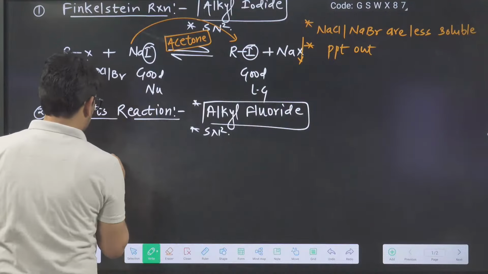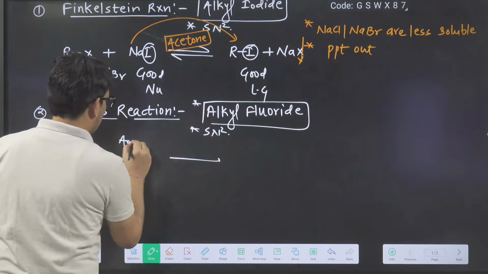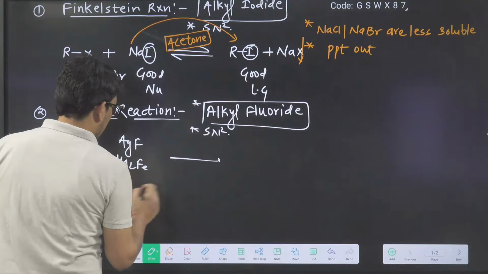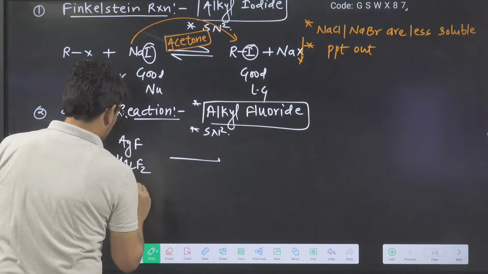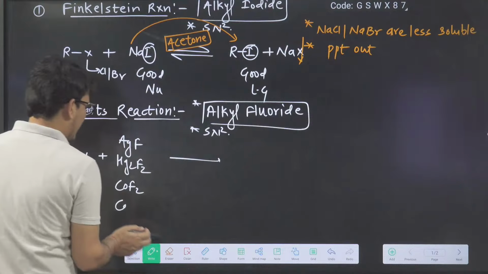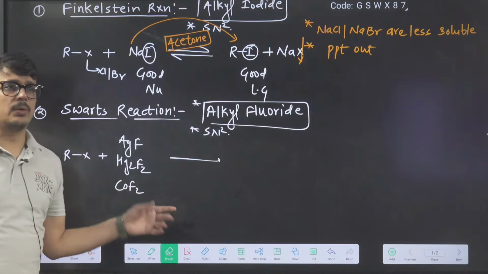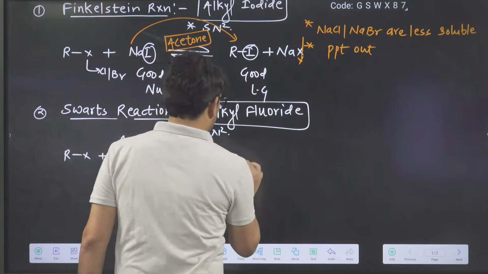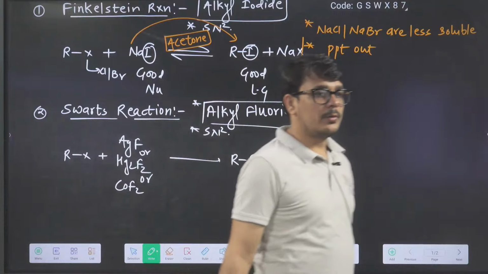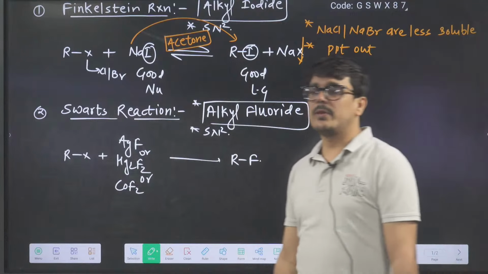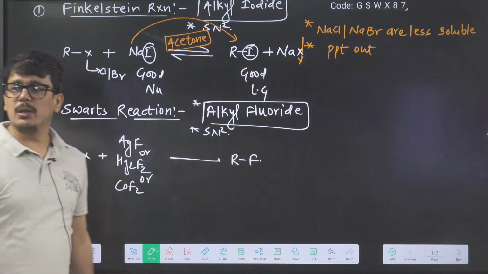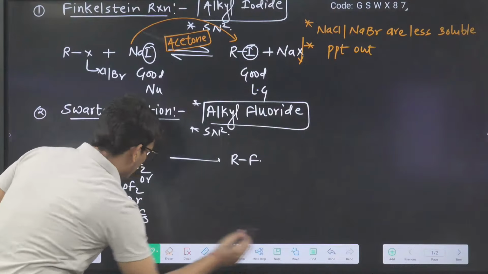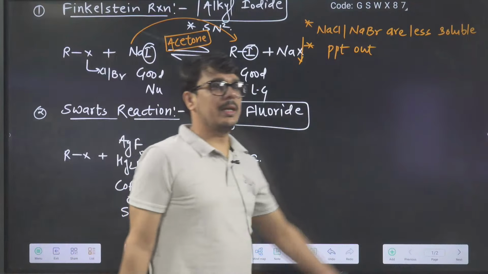Here what can we use now? We can use either AgF, Hg2F2, CoF2, or SbF3. So many are there. You can read in NCERT, any one of them can be used. In this case, directly the product will be RF. So this is how we are preparing alkyl halide.